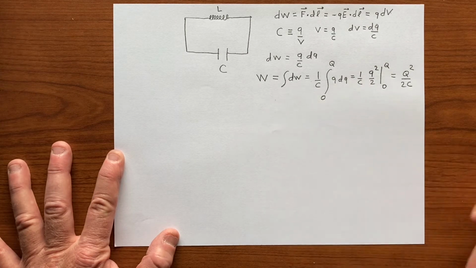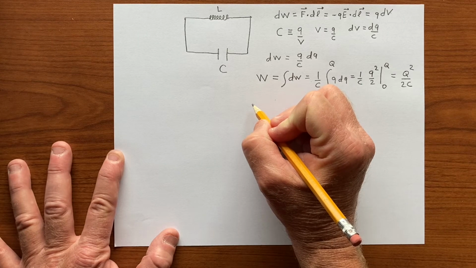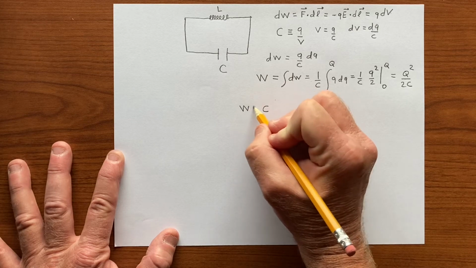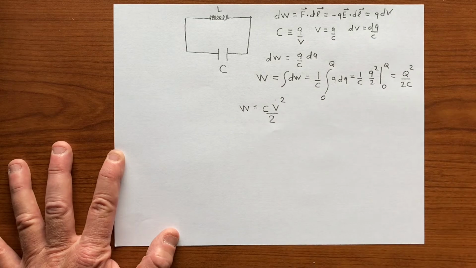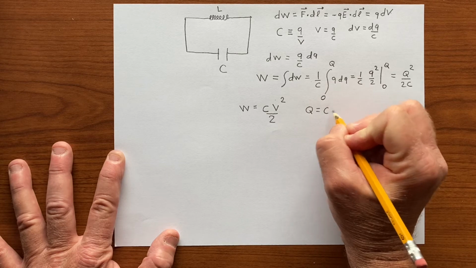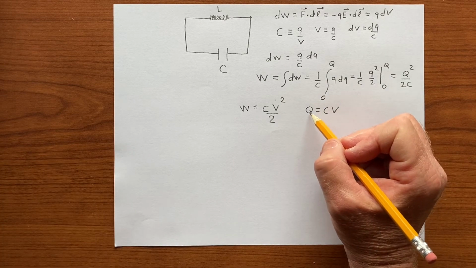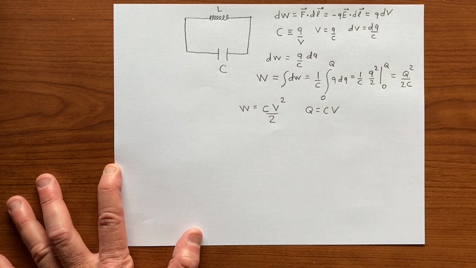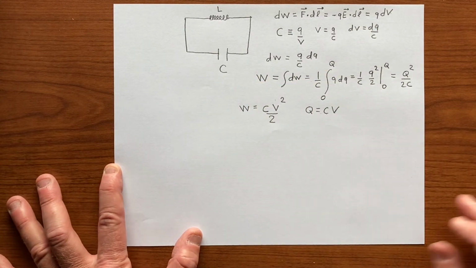Of course, we could rewrite this in terms of capacitance and voltage. So that work could be written in terms of capacitance and voltage, just from the fact that Q is C times V. The maximum charge that we put on the capacitor, Q, is related to the maximum voltage via the definition of capacitance. So that's the energy in the capacitor.